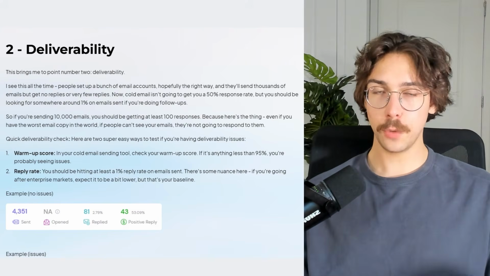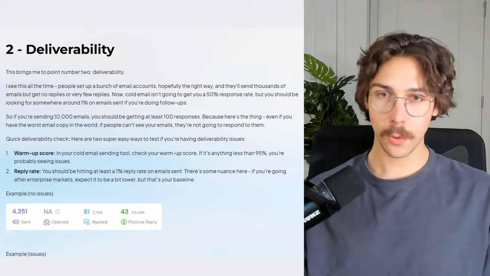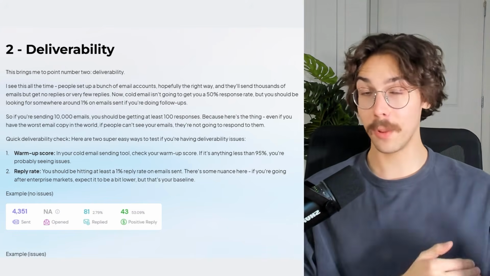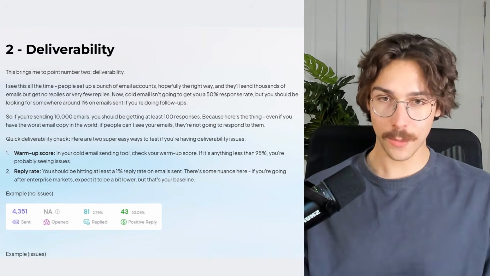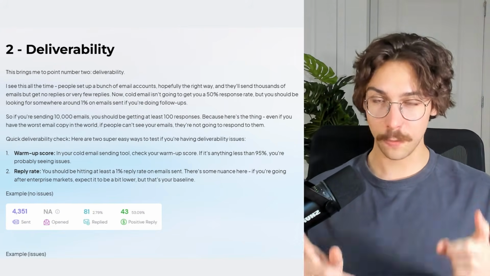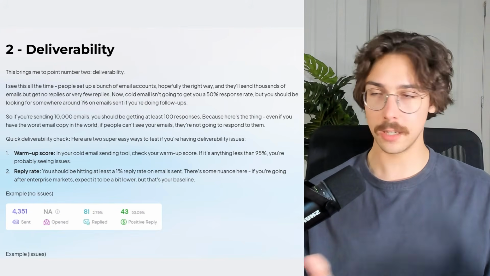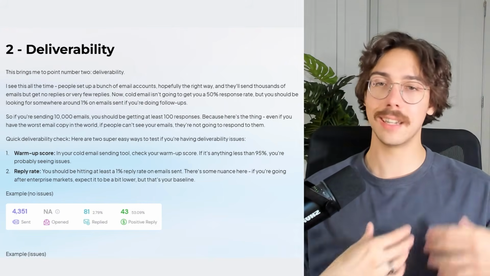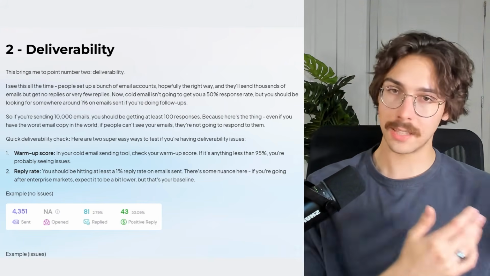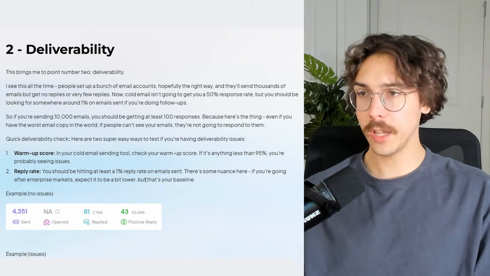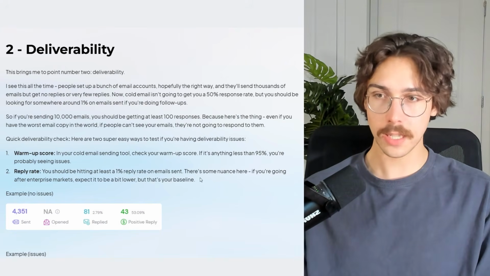Here's the thing. Even if you have the worst email copy in the world, people need to see your emails. And if they don't see your emails, they won't reply. And if they're not replying, they probably aren't seeing your emails. Long roundabout way of basically saying, if you're not getting roughly a 1% reply rate, you probably have a deliverability issue. So again, there's some nuance to this. If you're reaching out to enterprise markets, I typically see the response rate drop. But quick deliverability check, reply rate, you should be at least hitting a 1% on emails sent.